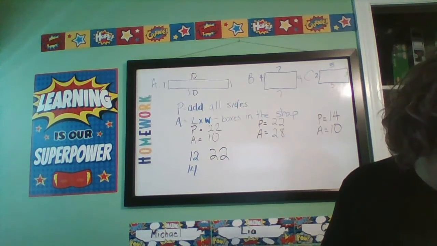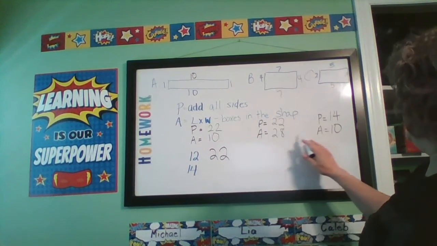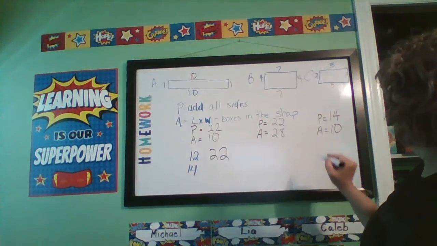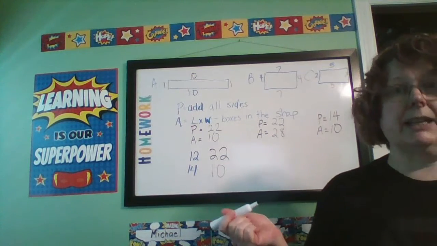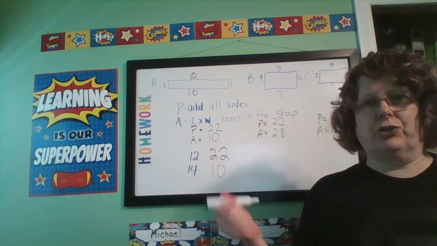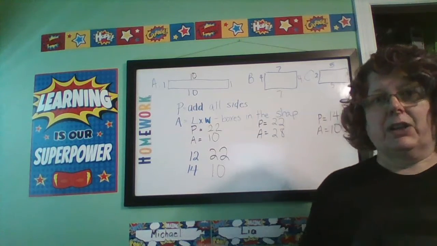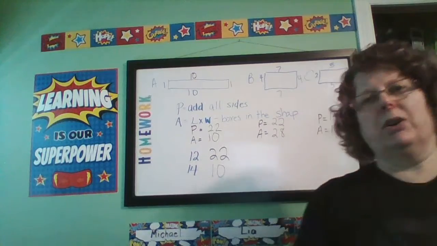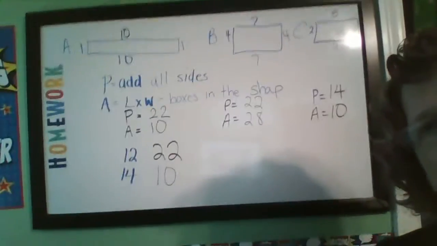For number 14, what is the area of the 2 rectangles that have the same area? So let's look. Which 2 have the same area? Well, that would be A and C have the same area, and the area is 10. Now notice I did not write A and C because it didn't say which 2 rectangles have the same area. It said what is the area. So make sure you have this written for 12 and 14, and then we will go on to number 15.